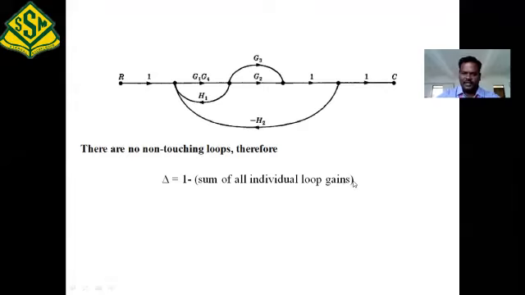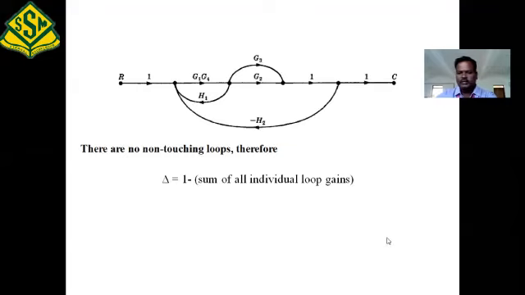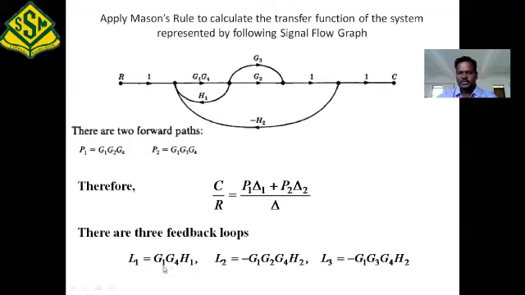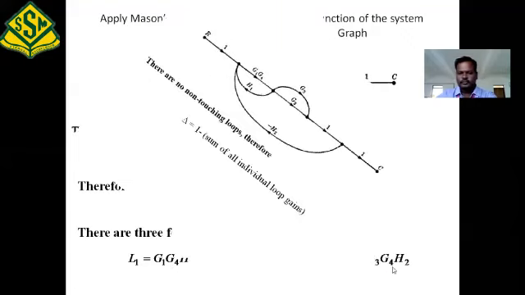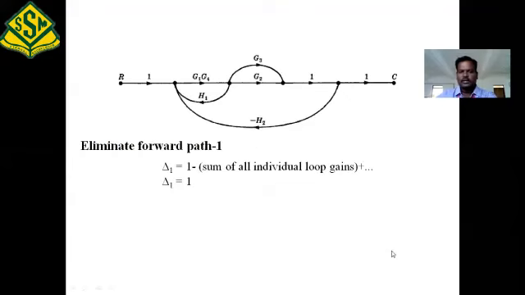So next, the individual loop gains we already found: L1, L2, L3. We have 3 individual loops, so add all those things. Del is 1 minus those values, L1, L2, L3, which we already found in the previous steps. Right? So next we are going to find del 1 and del 2.